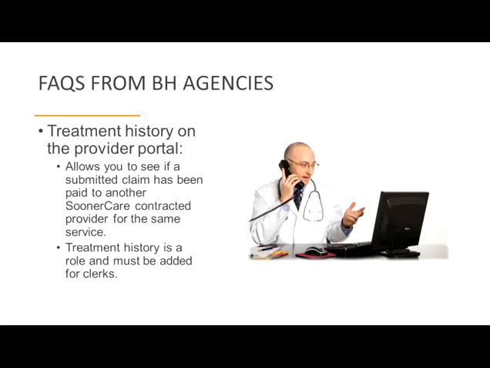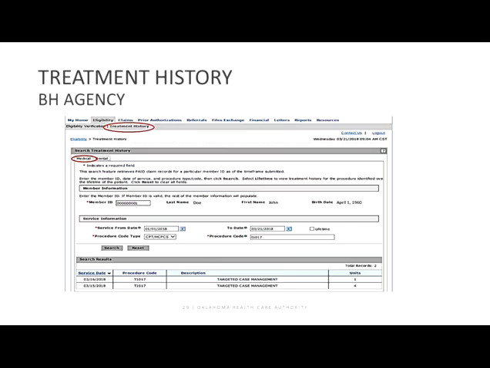This allows you to see if a claim has been submitted and paid to another SoonerCare contracted provider for the same service. Treatment history is a role, so if you're logging on to the provider as a clerk, you will need to make sure that they give you that role. So what we've done here is we've logged on to the portal, and we're giving you an example. We went to treatment history. It is under the eligibility verification tab.